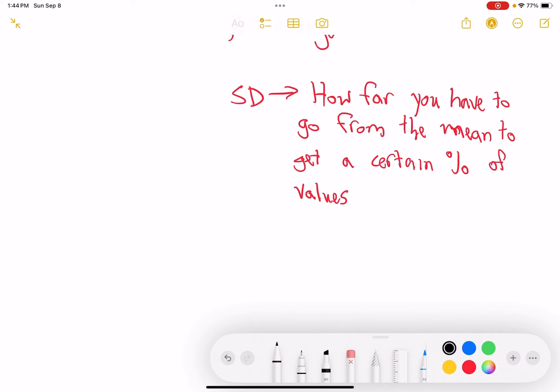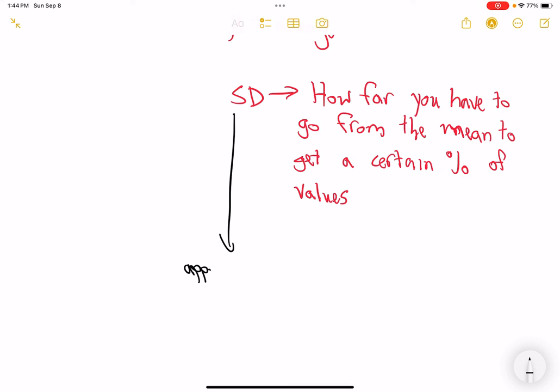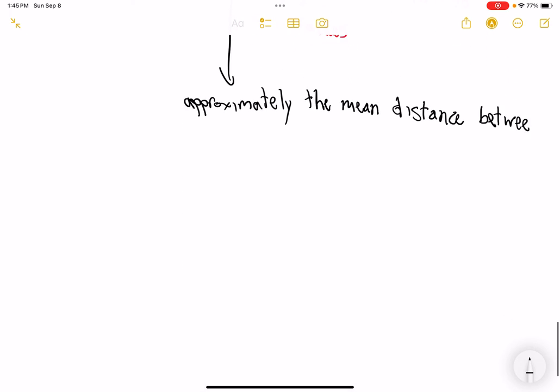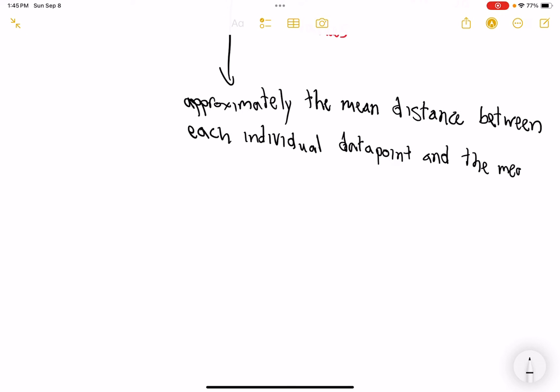Actually, I will write this out for you. How about that? It is approximately, and this will make sense, but it's good to see it in this hideous writing, approximately the mean distance between each individual data point and the mean of the data points overall. Now, I'm so sorry for the way that is phrased.